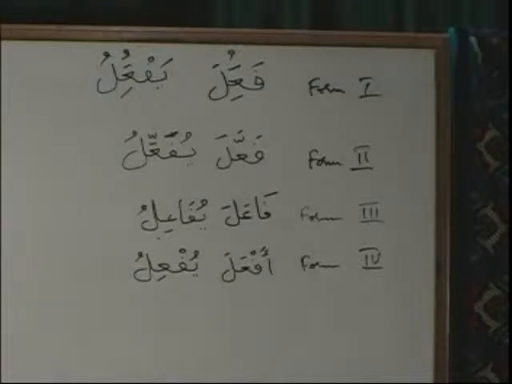Because some verbs are coming, I am going to give you some idea, brothers and sisters. As you see, fa'ala, how many letters in the verb? 3. So if there are 3 letters in the verb, alamatu mudariya or harfu mudariya, what are they? Ya, ta, hamza and nun. They get fatah. Daraba yadribu, nasara yansuru, fataha yaftahu.